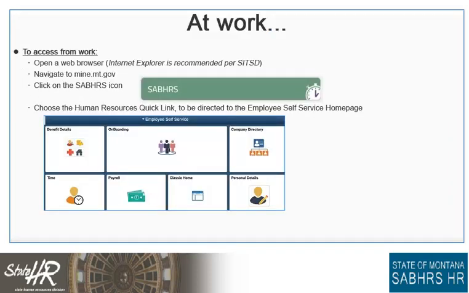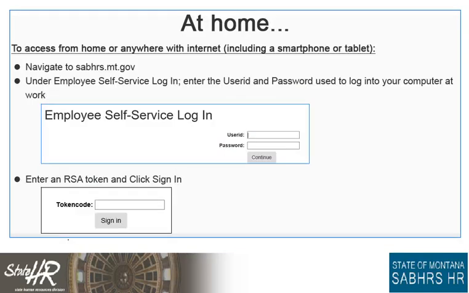You can log into self-service from your work computer, home computer, smartphone, tablet, or most any device with an internet connection. To access from work, open a web browser and navigate to mine.mt.gov. Click the Sabres icon. Choose the Human Resource Quick Link and you'll be directed to the Employee Self-Service homepage.